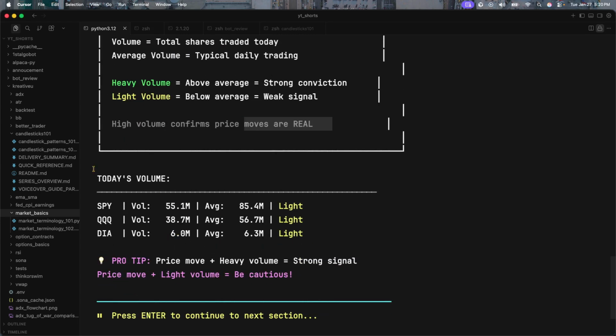So today's volume, when we're looking at SPY, it had 55 million, on average 85.4. This was a light day on average, right? QQQ volume was 38.7, average 56.7, light day for QQQ. And this is Tuesday, excuse me. So Tuesdays are really not that volatile, not that much is going on. It depends on the underlying market and what's scheduled for the week, right? So Dow, 6 million, on average 6.3. So again, another light day.